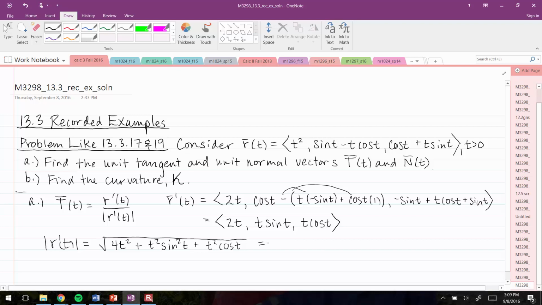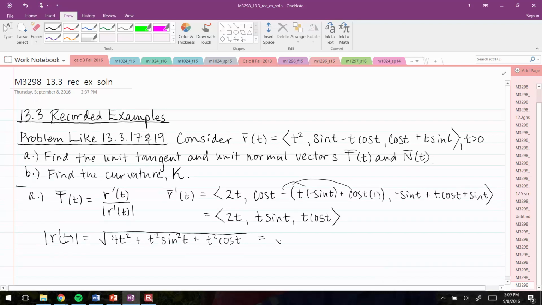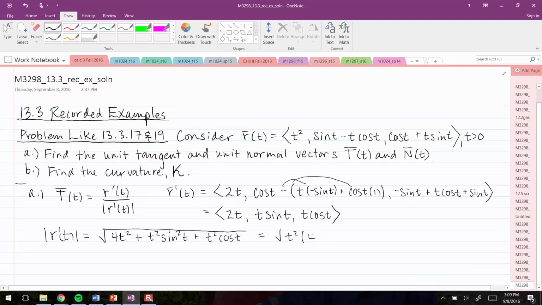Alright. That can be simplified. Notice that you can pull out a t. We'll do that in a couple steps here. So first pull out the t squared, and then you have 4 plus sine squared plus cosine squared. So in this next step we'll pull out the t root, and then notice we can use a trig identity. Sine squared plus cosine squared is 1. So then we're going to have 4 plus 1, which is 5. So that really boiled down quite a bit.